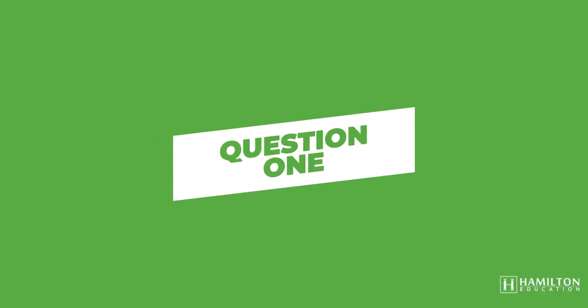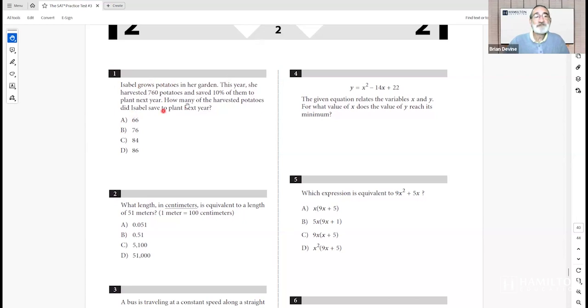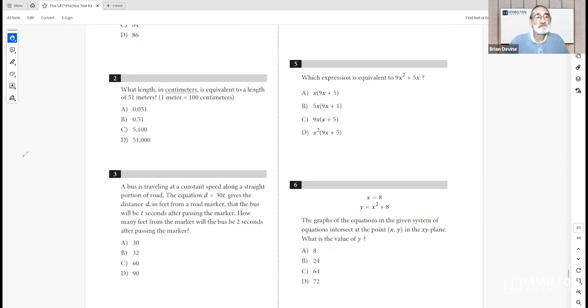Question 1. Isabel grows potatoes in her garden. This year, she harvested 760 potatoes. She saved 10% of them to plant next year. How many of the harvested potatoes did Isabel save to plant next year? Well, 10% is 0.10, and if I multiply that by 760, I'm just moving the decimal place of 760 one to the left. So that would be 76.0 potatoes. B is your answer.